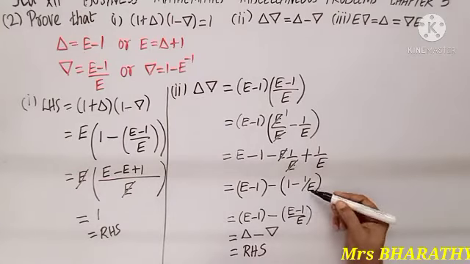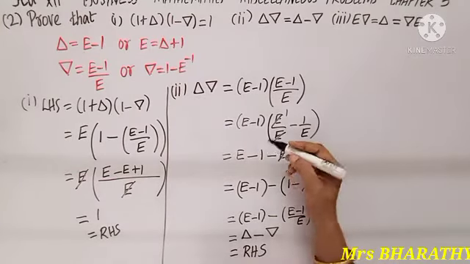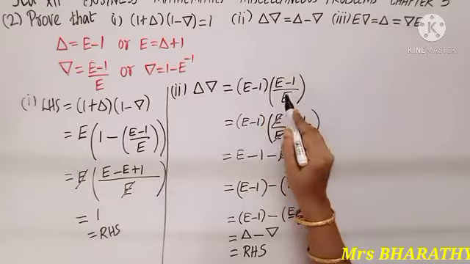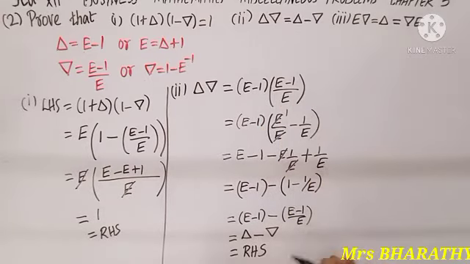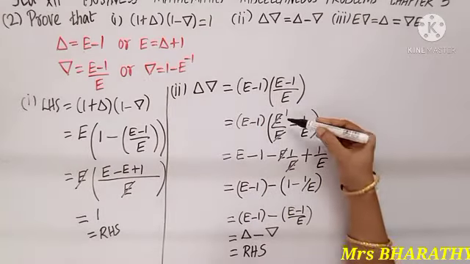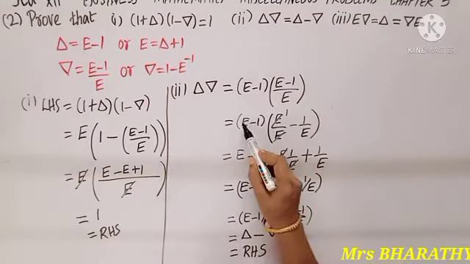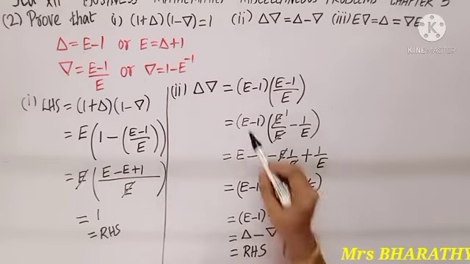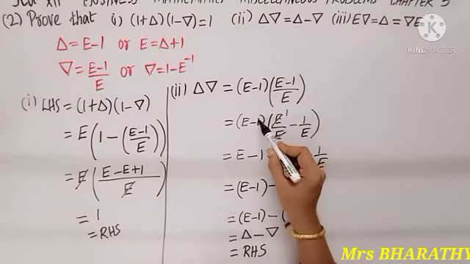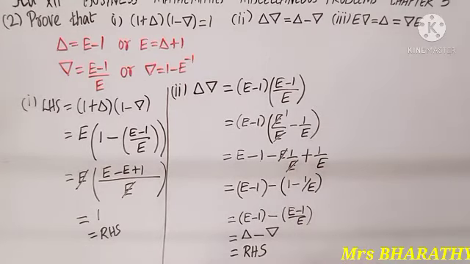Naturally, they coincide. So here E minus 1 into E minus 1 by E. Simplifying, I get 1 minus 1 by E. E into 1 minus 1 into 1. E into minus 1 by E minus 1 into minus 1 by E.